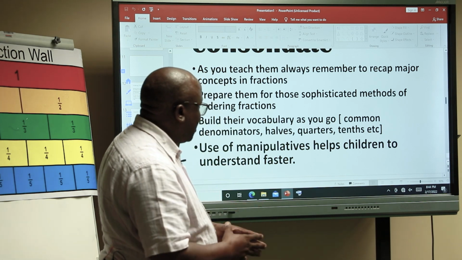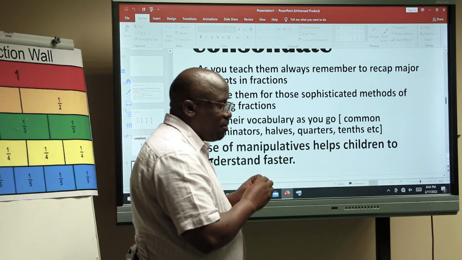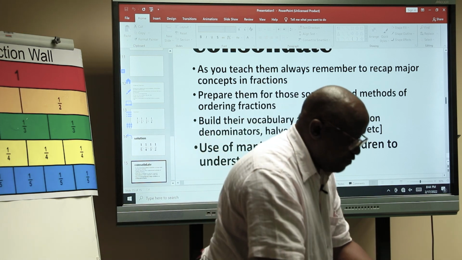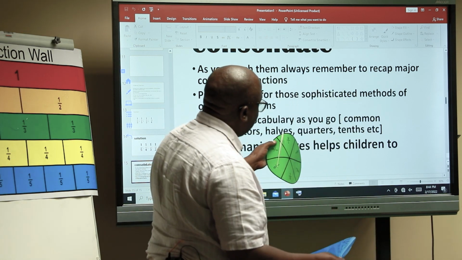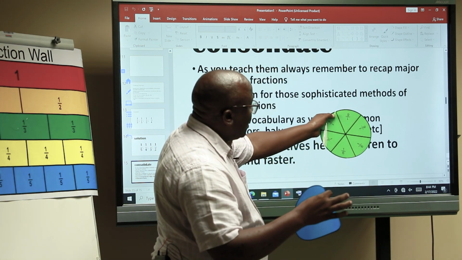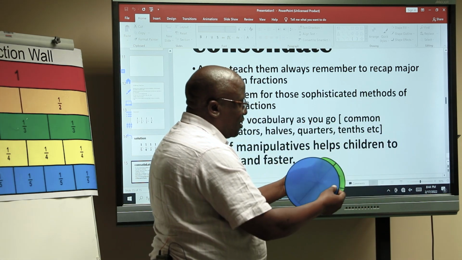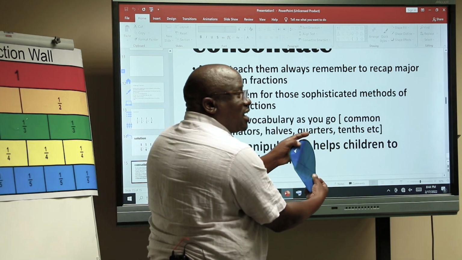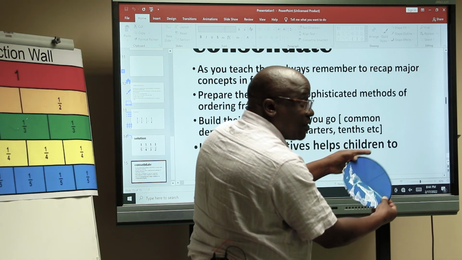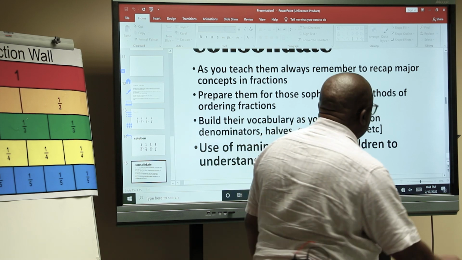The use of manipulatives cannot be overemphasized. It is important that we use manipulatives. We've got our fraction circles that you have to use. If you want them to see how many sixths are there in a whole, you've got your whole, you put the circle pieces together, and they can see there are 6 in a whole. Instead of you telling them, they are able to play with the manipulative and get that concept.